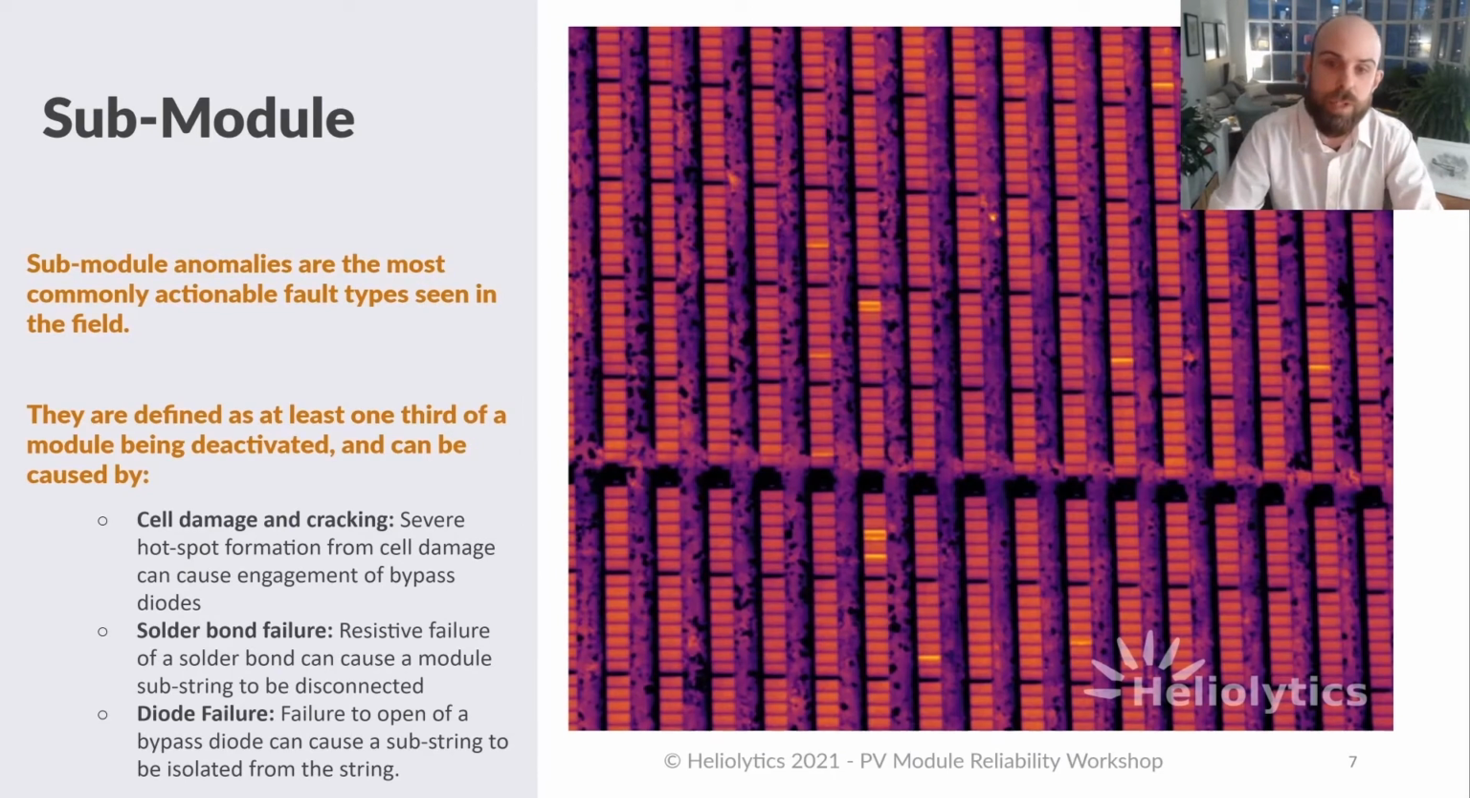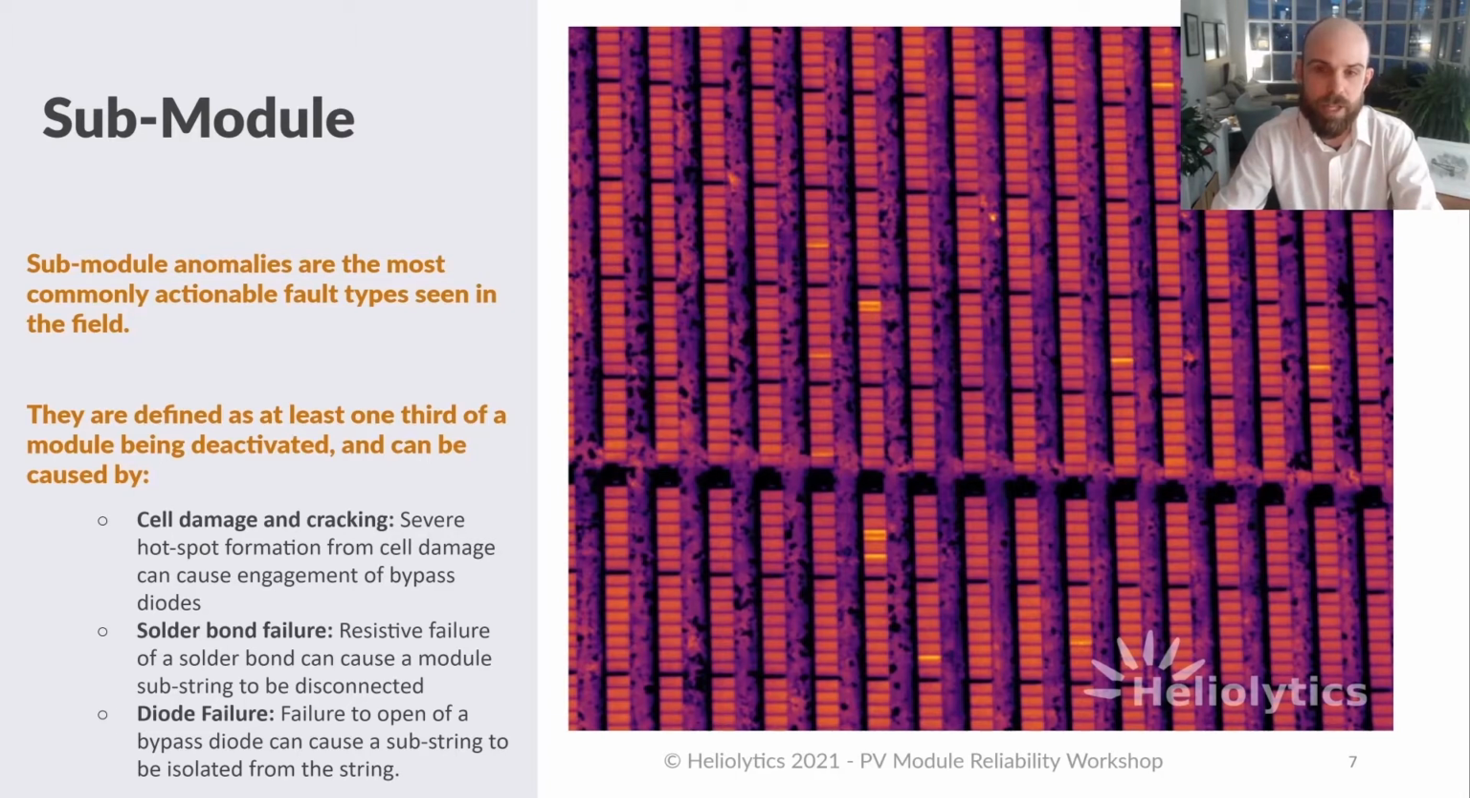The last failure mode that we'll talk about here, and definitely one that we're going to focus a lot on, is what we call a submodule failure. This is where 1/3 of the module is deactivated. This is a failure mode that is only seen in crystalline modules, but it is quite pervasive in those, and is also the most common warrantable defect that we see on sites. These failures can be caused by a variety of reasons: cell damage and cracking, just like hotspots.